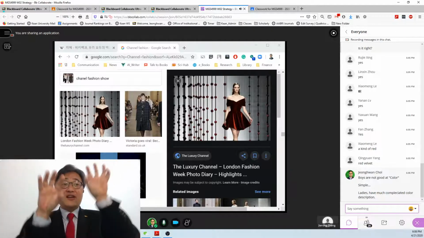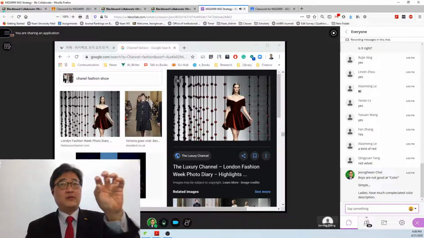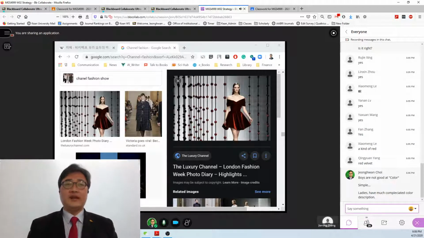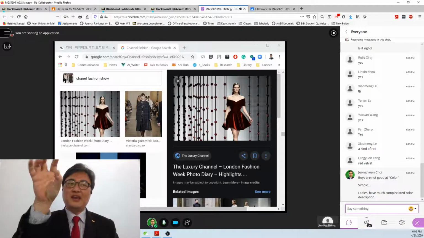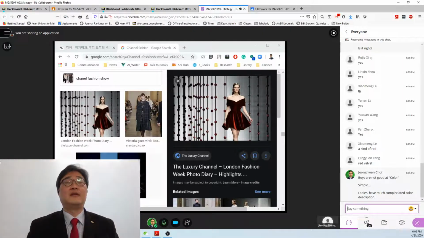So our knowledge is totally different. Even though we see the same thing, boys usually have a simpler color description, while the ladies have a more complicated, more complex and more advanced level of color description and color perception.